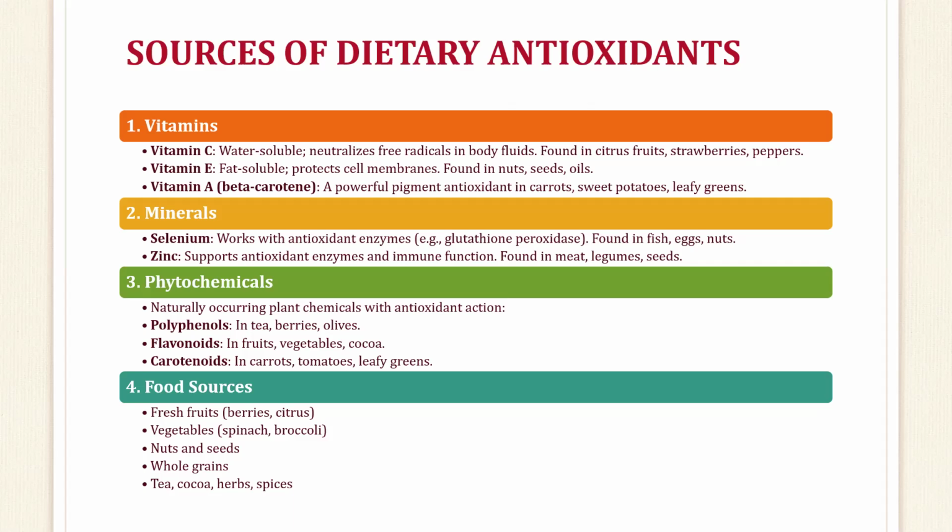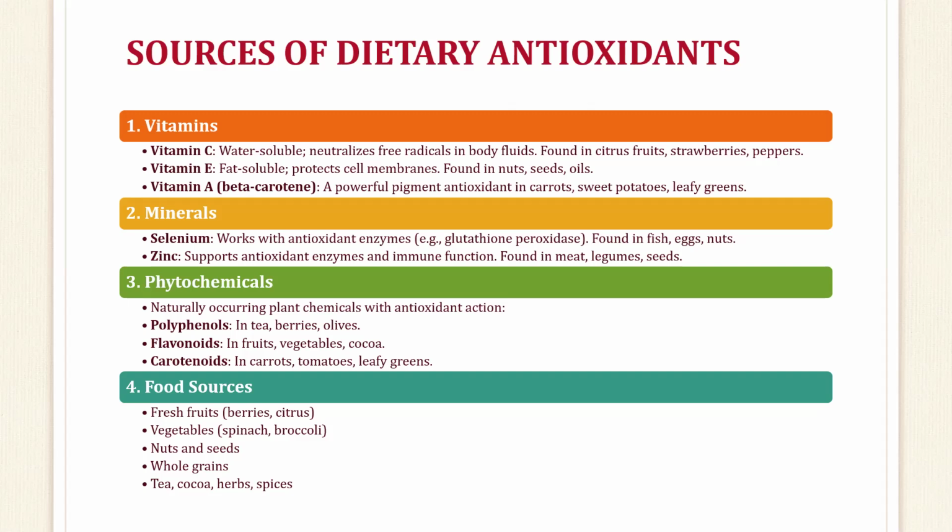Minerals such as selenium work with antioxidant enzymes such as glutathione peroxidase, and it is found in rich quantities in fish, eggs, and nuts. Zinc supports antioxidant enzymes and immune function, and it is found in meat, legumes, and seeds.